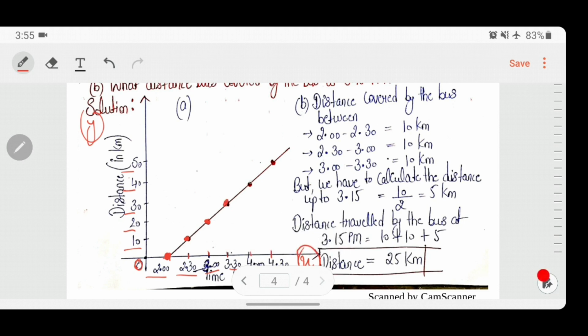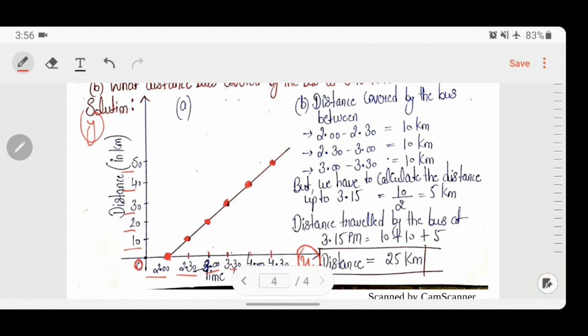After joining these points, you get a straight line. And in the previous question we discussed a straight line graph. So this means that the car shows rectilinear motion, meaning the car travels in a straight line. So students, this is how you can simply draw the graph.